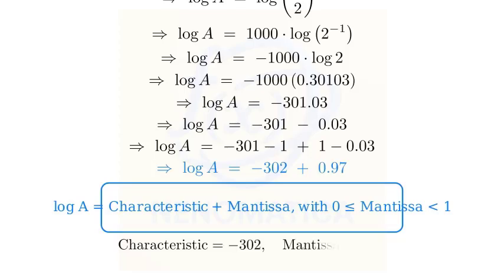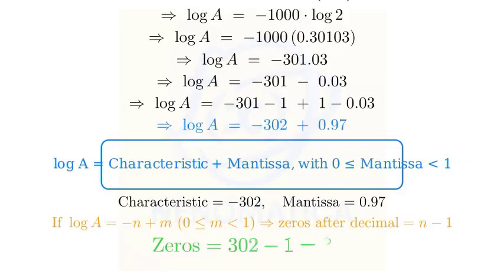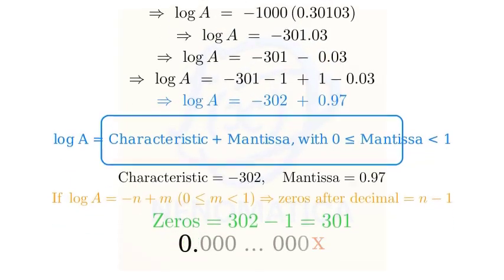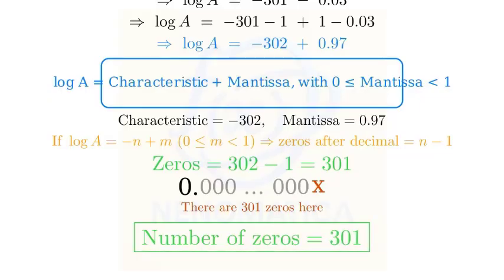For numbers less than 1, if log a equals negative n plus m with 0 less than or equal to m less than 1, then a has n minus 1 zeros after the decimal point before the first non-zero digit. Here, n equals 302. Therefore, the number of zeros after the decimal is 302 minus 1, which is 301. Think of a as 10 to the power of negative 302 times 10 to the power of 0.97, so it is a very small number starting with 0 point, followed by 301 zeros, and then the first non-zero digit. Final answer. 301 zeros appear between the decimal point and the first non-zero digit in (1/2) to the 1000.